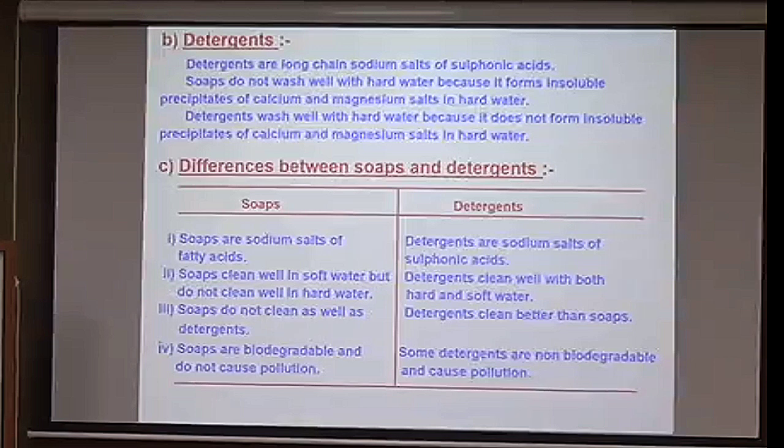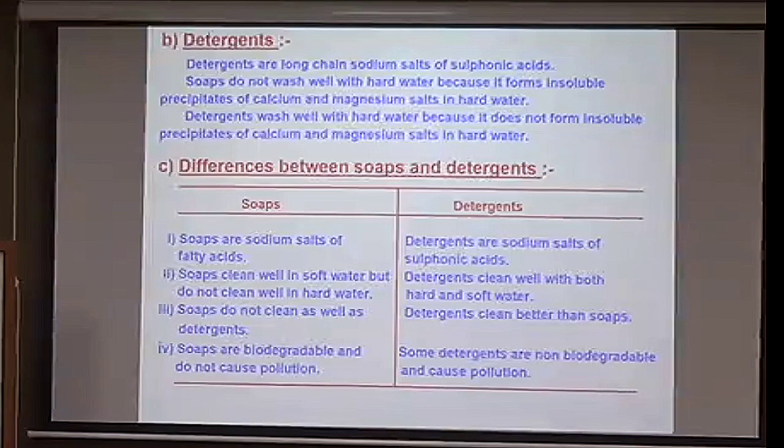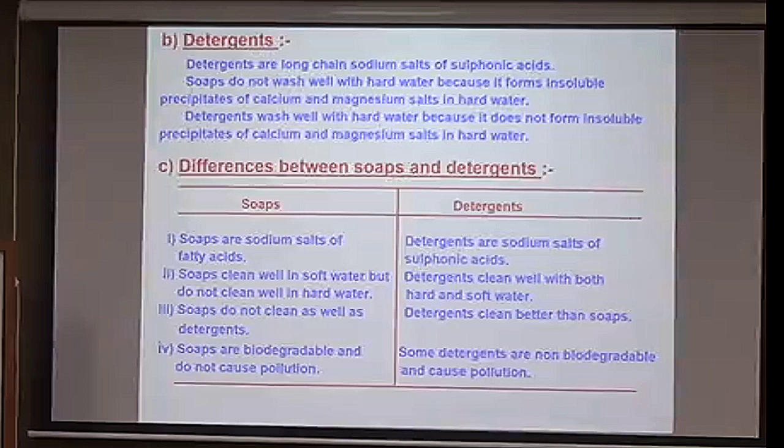So that is why soap cannot be used in hard water, whereas detergents form sodium, magnesium and calcium salts that are also soluble in water, so detergent can be used in hard water also. The only problem with detergents is that they are non-biodegradable, so they pollute. Soaps are biodegradable. So this is the difference between soaps and detergents. And the cleansing action of detergents is better than soaps.